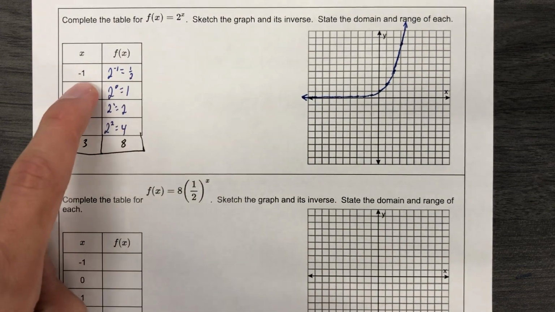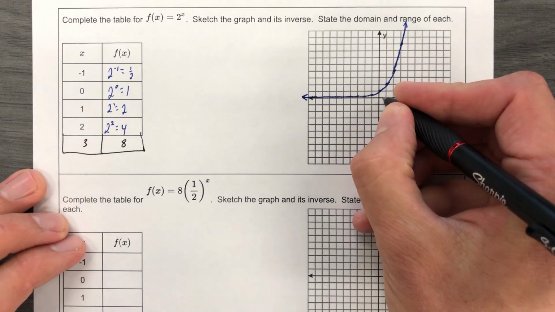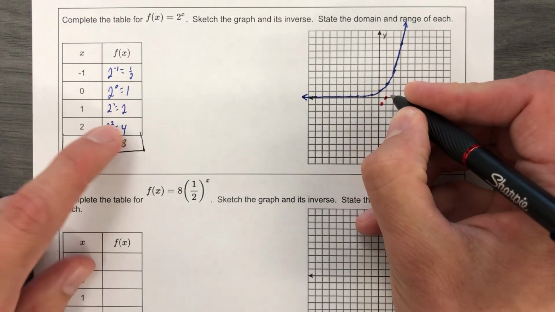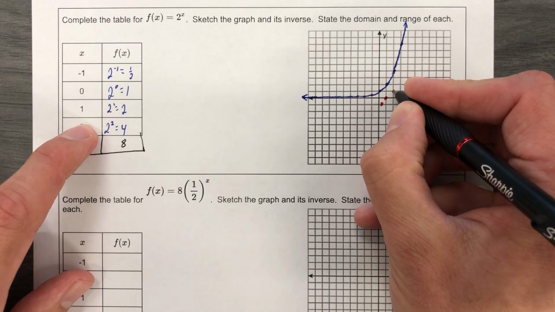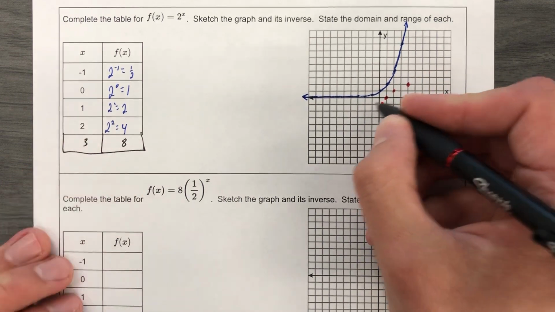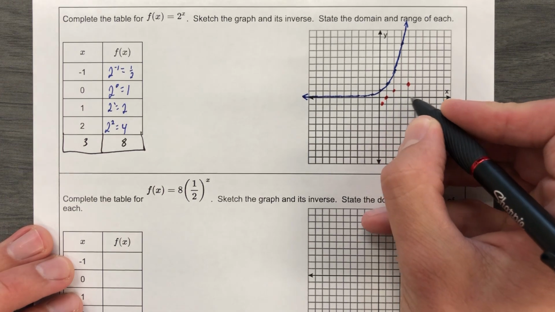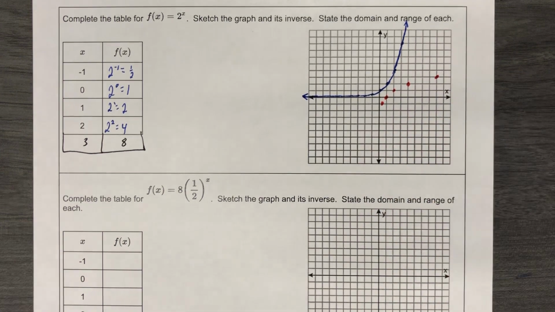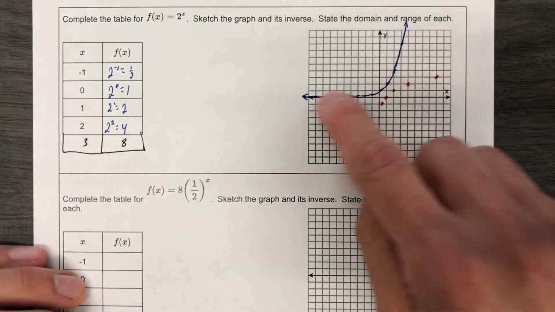So instead of negative 1 comma 1 half, we'll have 1 half comma negative 1, and then 1, 0, 2, 1, 4, 2, and 8, 3. There we go. And we have talked about inverses before, so basically we have everything here that's represented here.